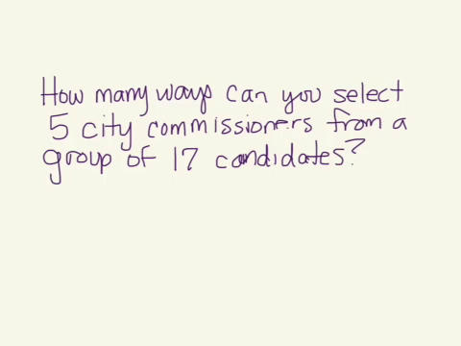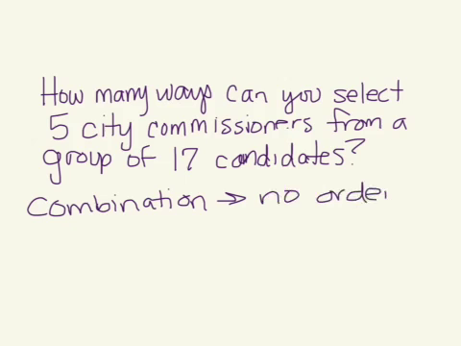For this problem, you were asked how many ways can you select 5 city commissioners from a group of 17 candidates. So the first thing you should recognize is that this is a combination problem. And the reason this is a combination is because there is no order attached to selecting these 5 city commissioners. They aren't for a particular city, they aren't in a particular ranking, so you just want 5 of them.